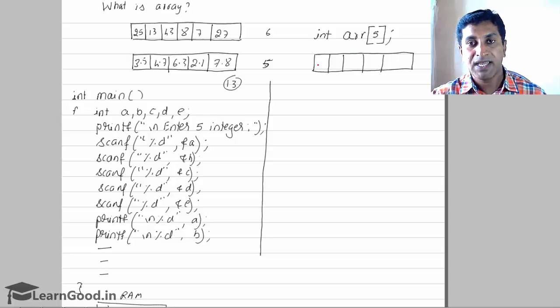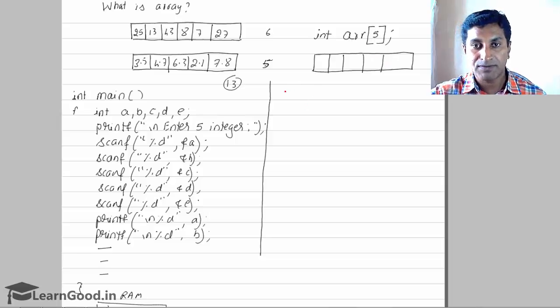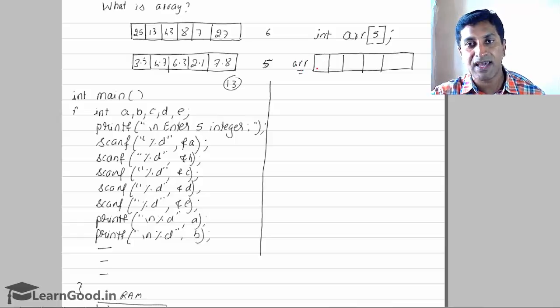Arrays are nothing but continuous memory locations. Sequential memory locations are used to store a similar type of value. So let's see what happens in this case. When I give int ARR of 5, 10 bytes are allocated for storing 5 integer values. And for all these locations, the name given is nothing but ARR itself.